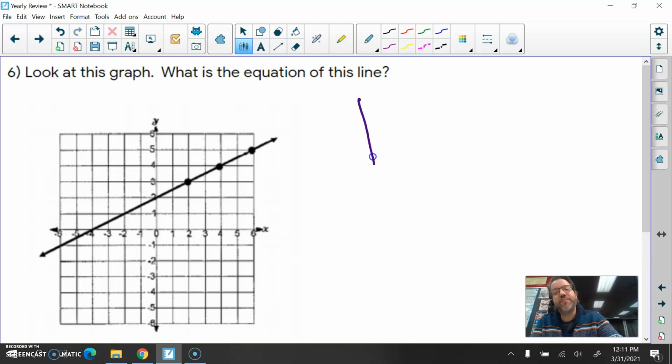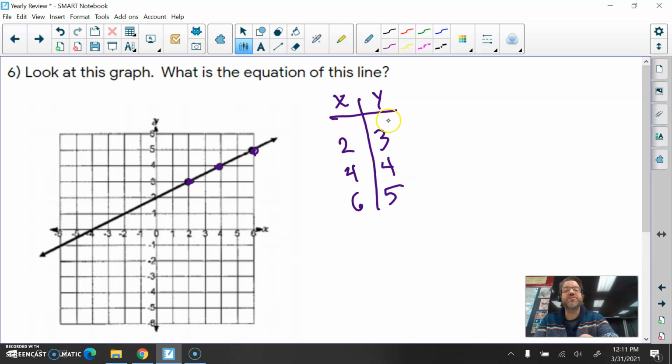And when I say make a table, it's making a t table, or also called an xy table, or an input-output table. And let's look, there are some points that are shown here. Like I see, for example, 2, 3 is this point here. I'll put that in my table. This point here is located at 4, 4. This point here is located at 6, 5.